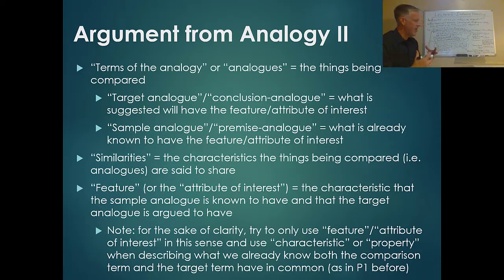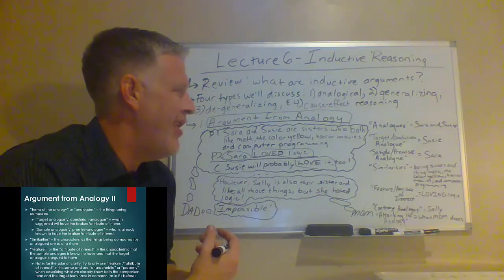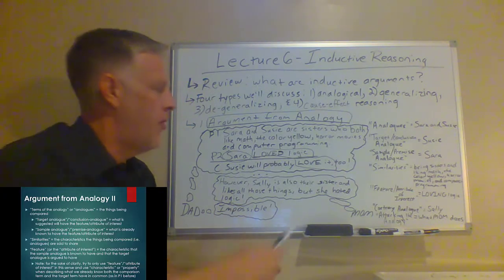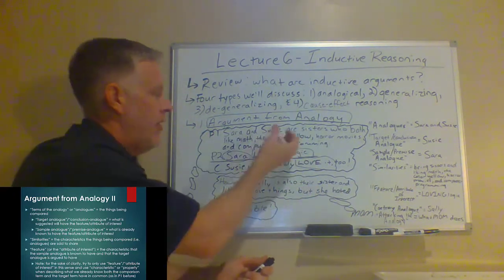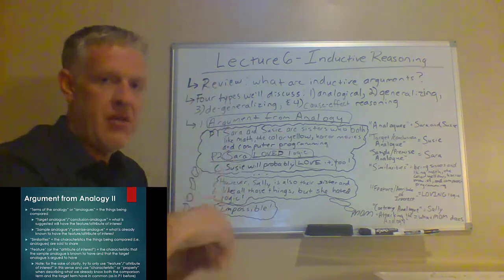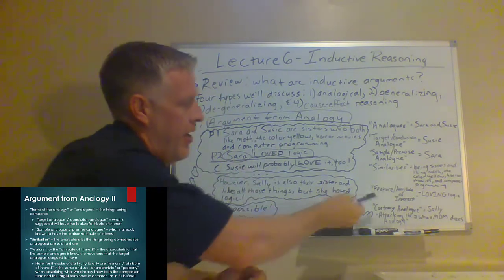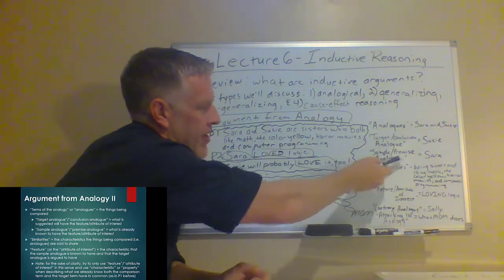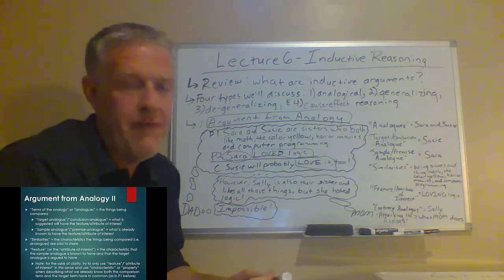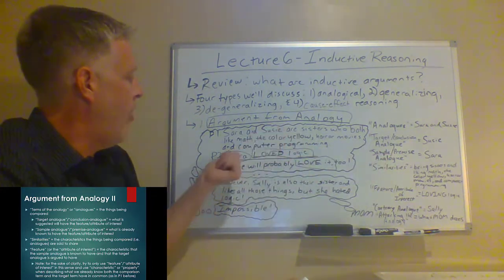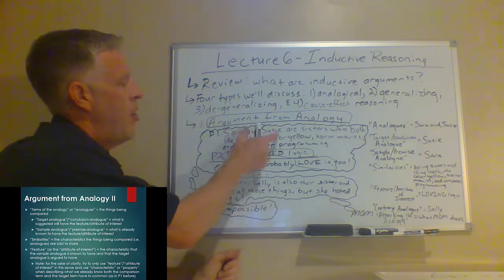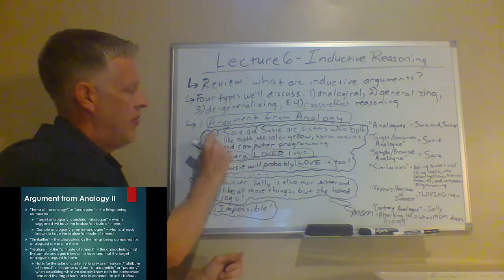So again, a lot of concepts, but they're pretty straightforward, and they're even intuitive. You know, similarities, well, that's all the things that are stated, the cases that are known to be true of both, right? Hence the similarities. Premise analog, they make it pretty straightforward, right? Premise analog, well, the thing that's being compared that appears in the premise, right?